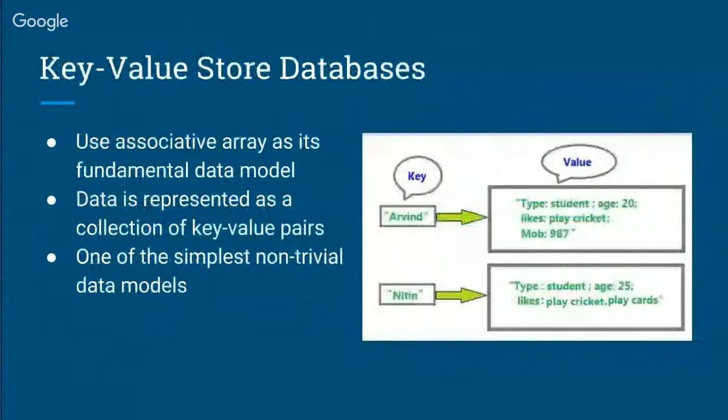Key value store databases. They use an associative array as its fundamental data model. Data is represented as a collection of key value pairs. They are one of the simplest, non-trivial data models. To the right is an example of the key value system.